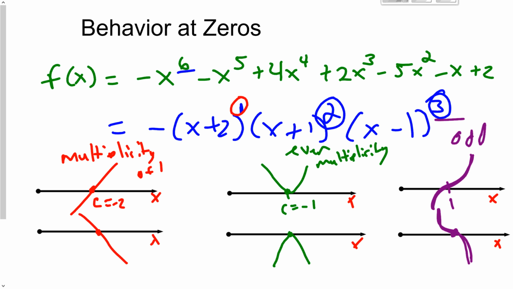So that's the behavior at the zeros, at our x-intercepts. Multiplicity of 1, it's a straight line through, either increasing or decreasing. Even multiplicity, it's going to bounce right back. And an odd one is going to curve its way through that 0. So that's it for behavior at zeros. You definitely use these as you go into calculus when you're trying to find what the graph actually looks like and how it behaves. Just by looking at the equation, you can start to pick that kind of stuff up.